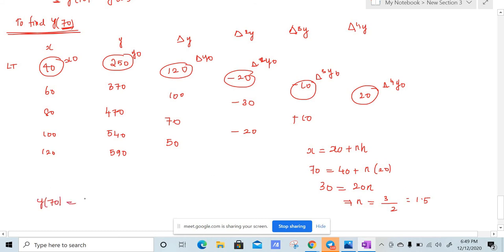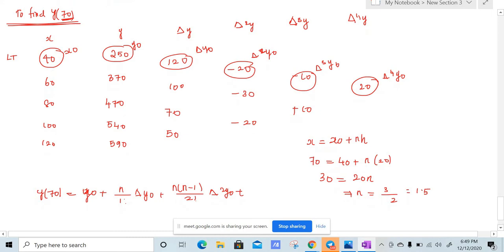That will be y naught plus n by 1 factorial del y naught plus n into n minus 1 by 2 factorial del square y naught. So just make use of this formula. You substitute n equal to 1.5, and substitute y naught, del y naught, del square y naught in the formula. So you will have the number of students whose weight is less than 70. You will have this to be equal to 423.59, which is approximately 424, right?